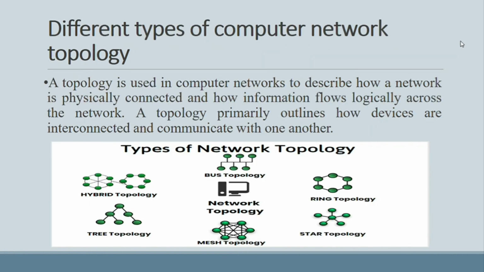Different types of computer network topologies. A topology is used in computer networks to describe how a network is physically connected and how information flows logically across the network. A topology primarily outlines how devices are interconnected and communicate with one another. Types of topology: hybrid topology, tree topology, bus topology, ring topology, star topology.